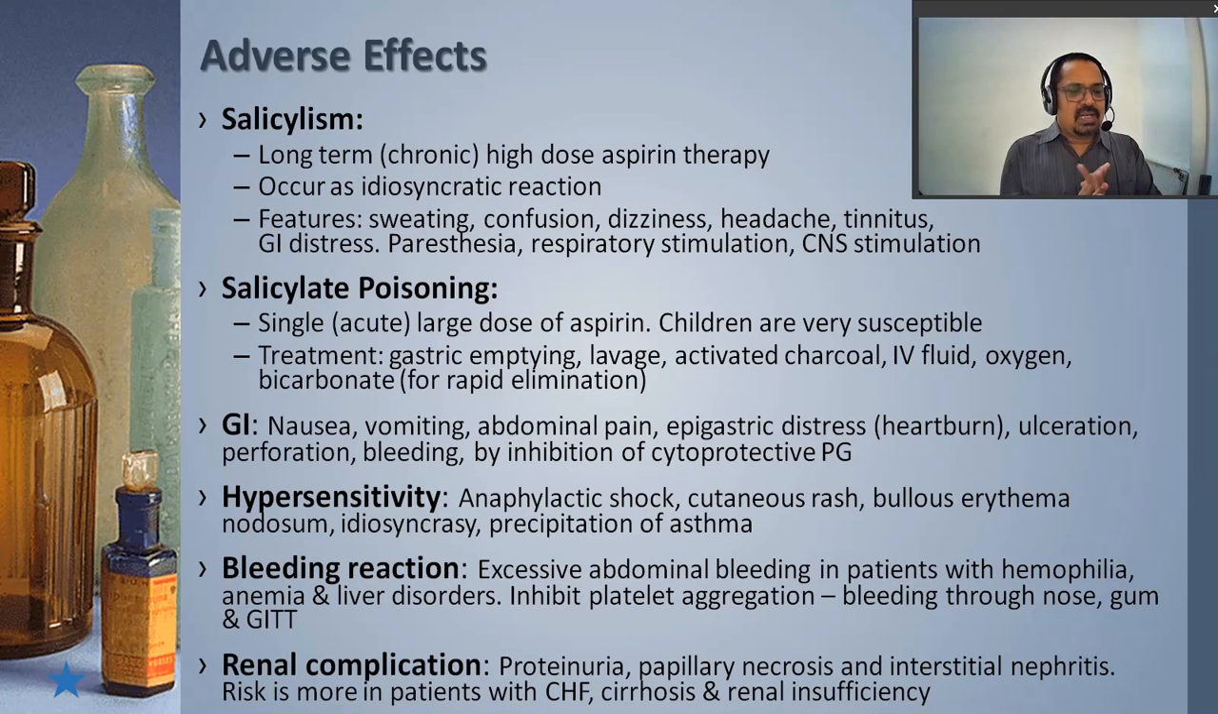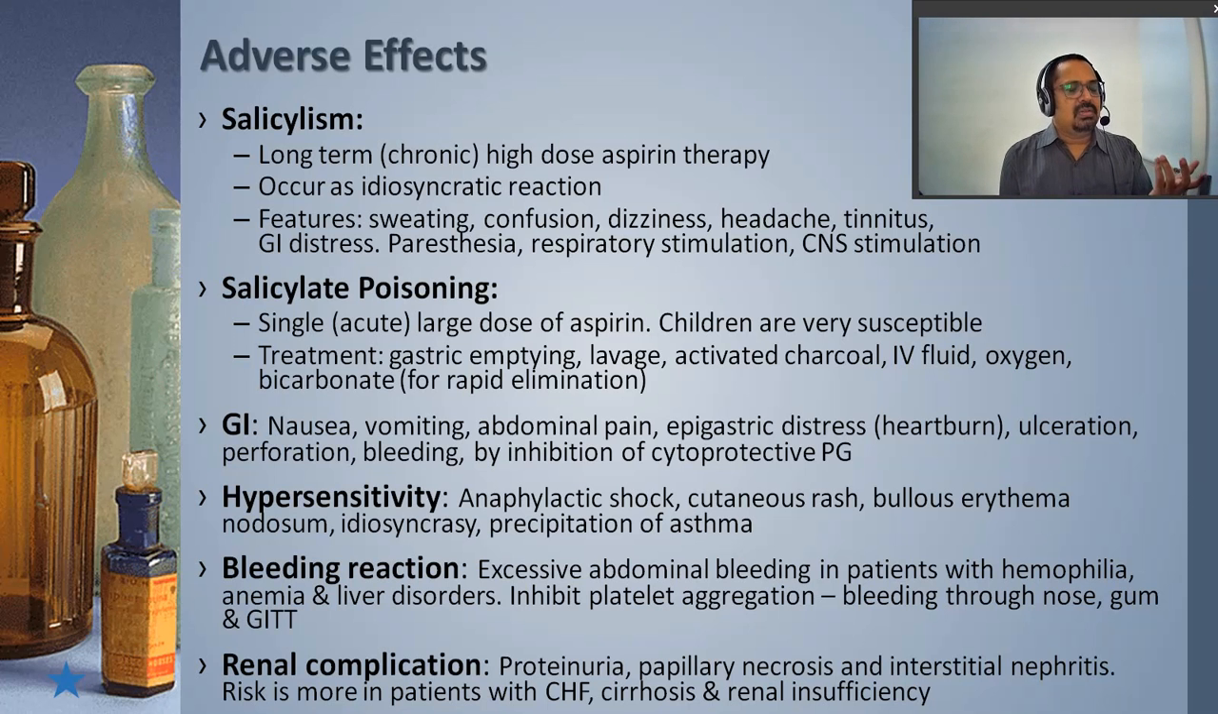As far as salicylate poisoning is concerned, if a single very large acute dose of aspirin is taken, it leads to salicylate poisoning, and children are more susceptible. The typical treatment involved in salicylate poisoning is gastric emptying, gastric lavage, activated charcoal, and the universal antidote kind of things which are given. Oxygen supplement and bicarbonate supplements are given.